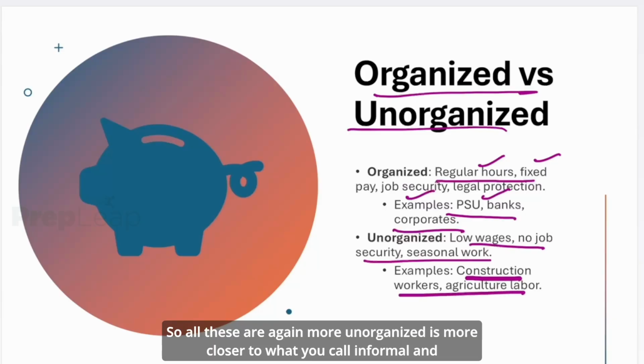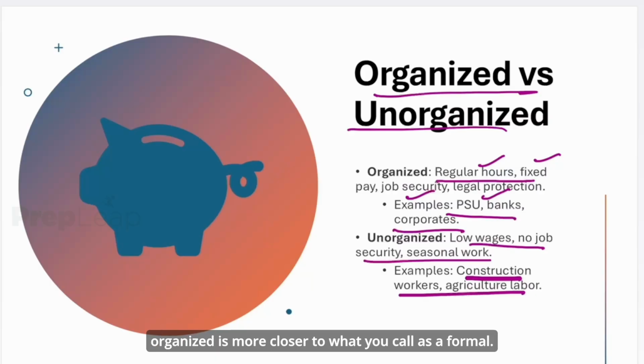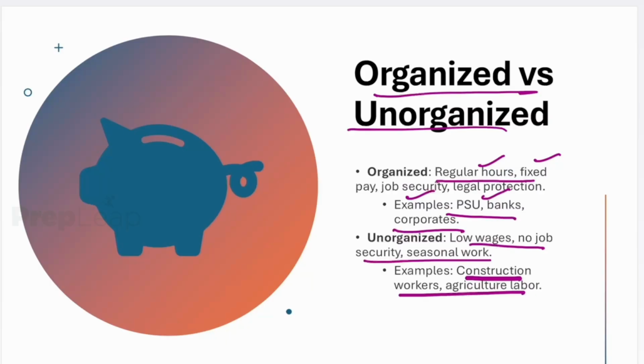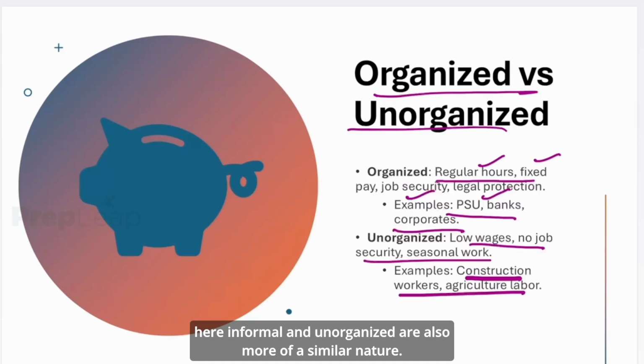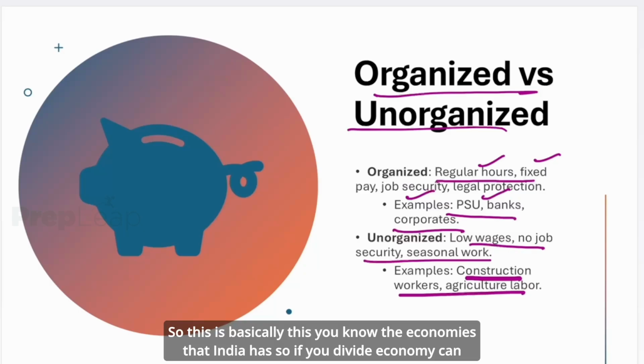So unorganized is closer to what we call informal, and organized is closer to what we call formal. So there is a very small distinction between formal and organized; they are more or less the same. And informal and unorganized are also of a similar nature. So this is basically the economies that India has.